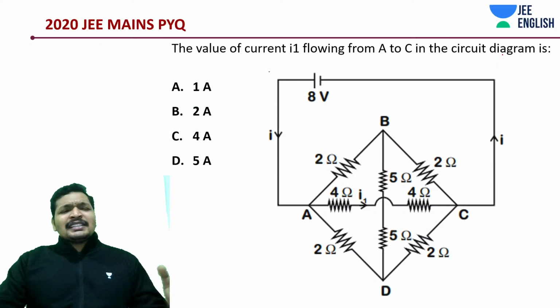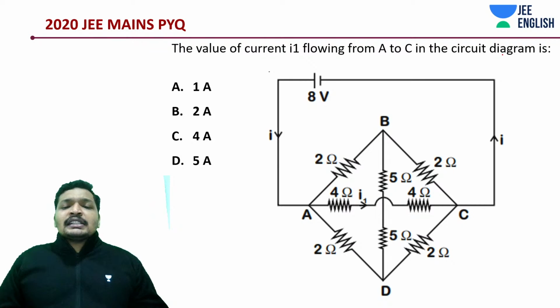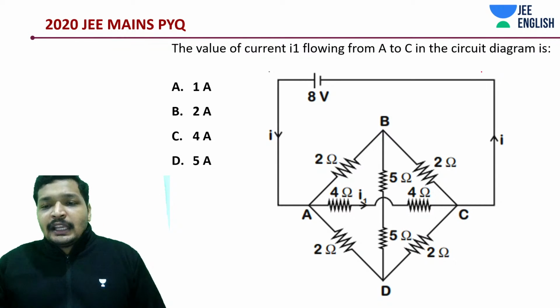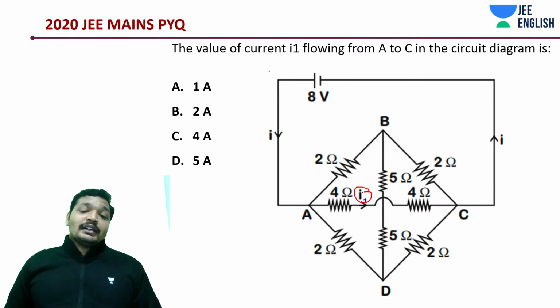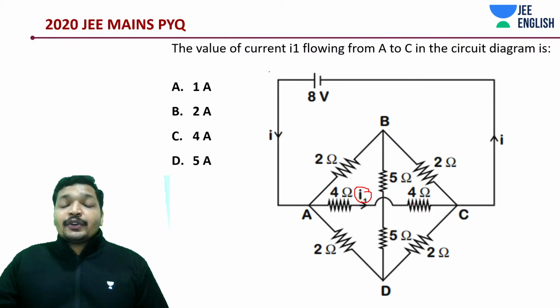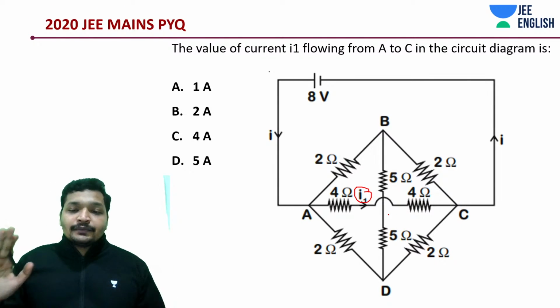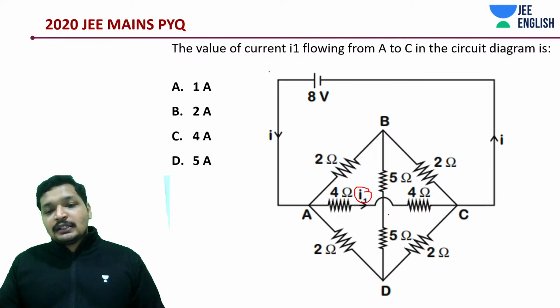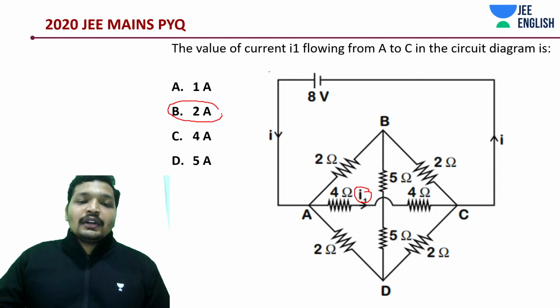It's going to be a very, very simple topic, students. The question says find the value of I1, and I1 is this current. It's an easy question, students. So think about it. There is an 8-volt battery given to a configuration like this. First of all, the answer is 2 amperes. The moment you look at it, you can mark this 2 amperes without any thinking.